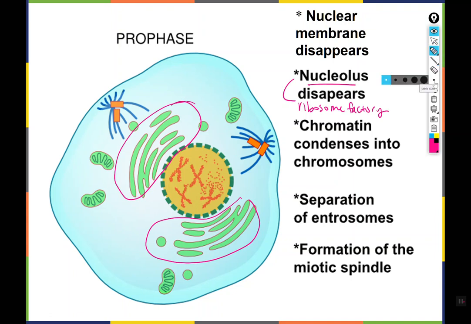So, mitotic spindle is going to be this array of microtubules plus centrioles, and it'll take a more definitive shape in the next slide.